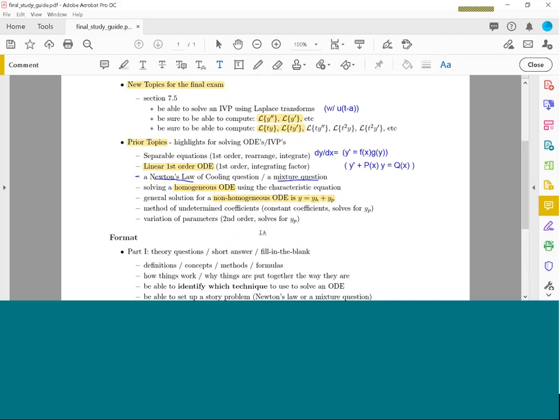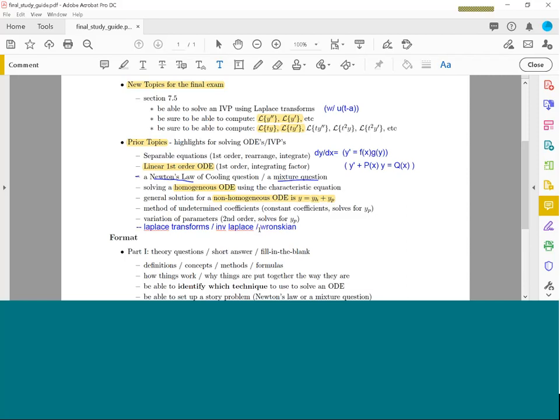So this is like the extra things you need to do the other ones. Make sure you're comfortable with your Laplace transforms, your inverse Laplace transforms. Apparently I can't spell Laplace today. Also, you need to be comfortable with dealing with your Wronskian.